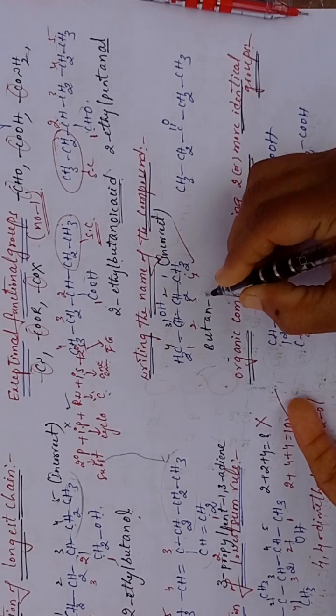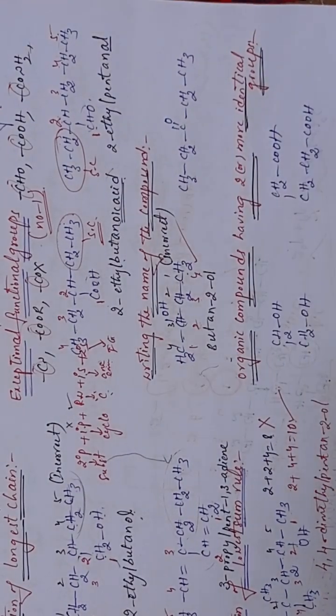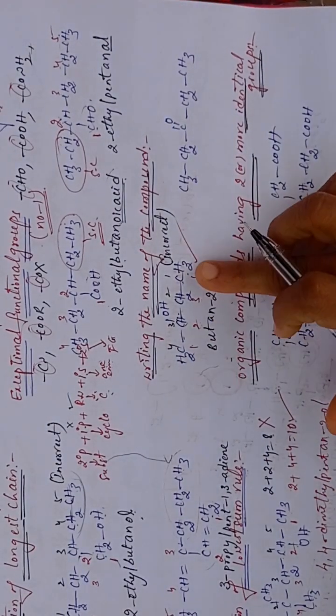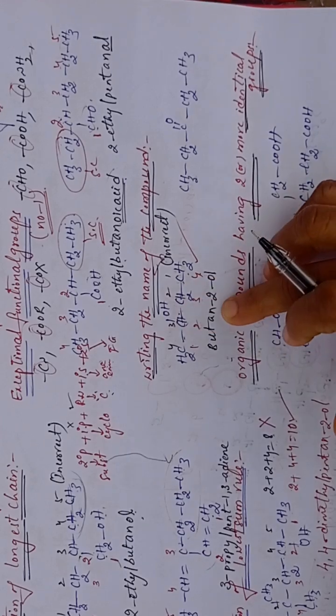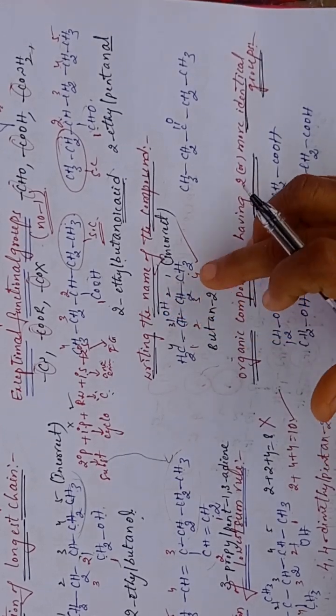So butanol. Clear? So this is the compound name. Clear? 4 carbons, but, all single bonds, an. Second carbon OH group is attached.